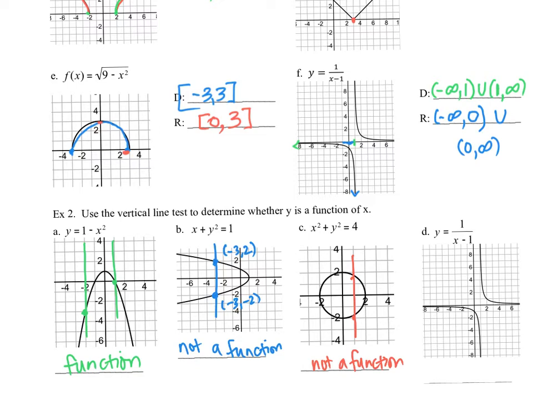Okay, for the last one, if I try to draw a vertical line, well, I mean, it definitely only hits once here. Even if I get very close to the asymptote, this part is a little slanted, so it's not getting completely vertical. Because of this, these rational functions are always going to be functions.